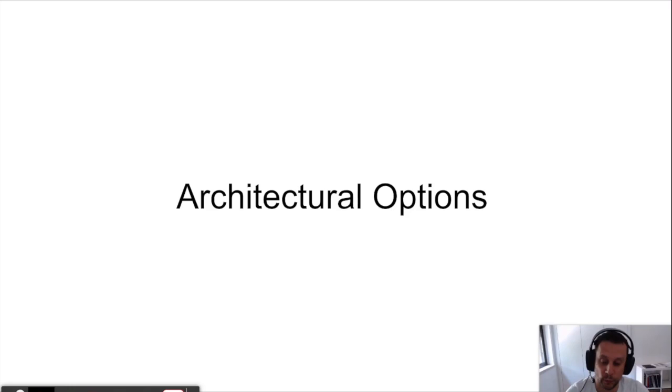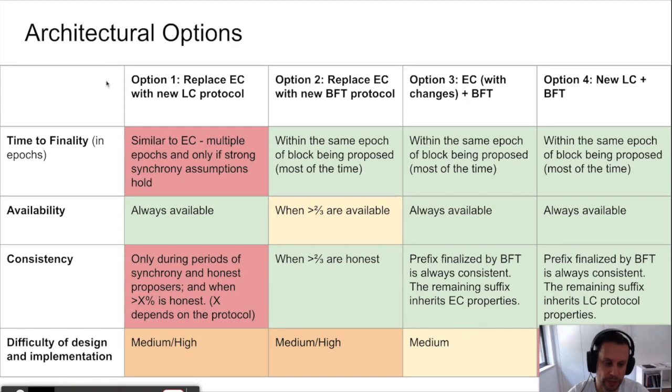Now let's discuss the architectural options that we considered within this project to bring fast finality to Filecoin consensus. As you can see here, we identified 4 options to achieve our goal of fast finality. The first option was to replace expected consensus with a new longest chain protocol. Expected consensus is a longest chain style consensus protocol, and we considered maybe we can design something that gives better guarantees than expected consensus within the same style of protocol. This has a few drawbacks, as you can see here.